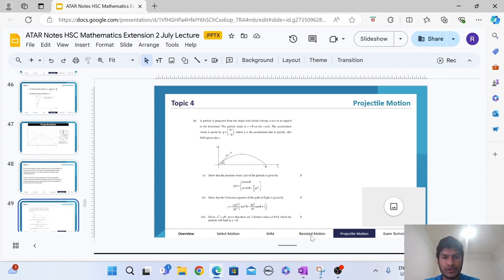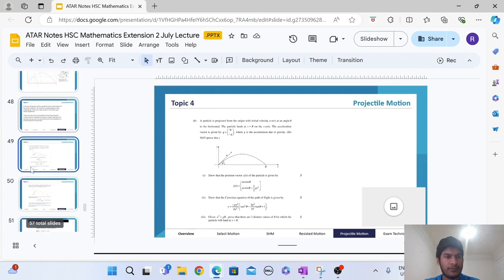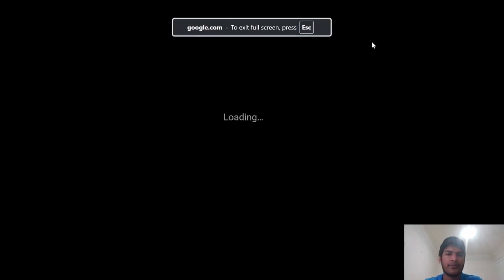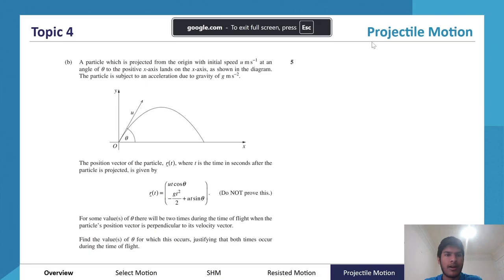So we'll jump to the next question. Oops, sorry, it's this one. We've got a particle which is projected from the origin with initial speed u at an angle of theta to the positive x-axis and lands on the ground.